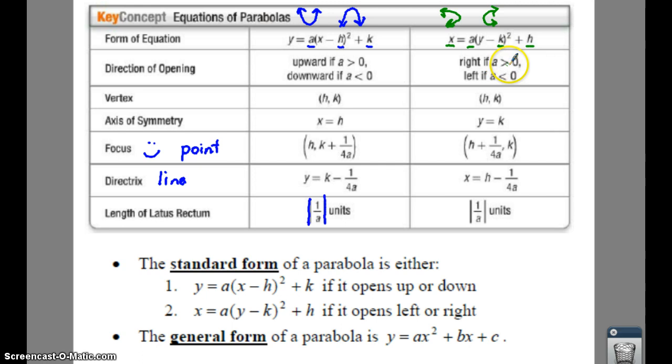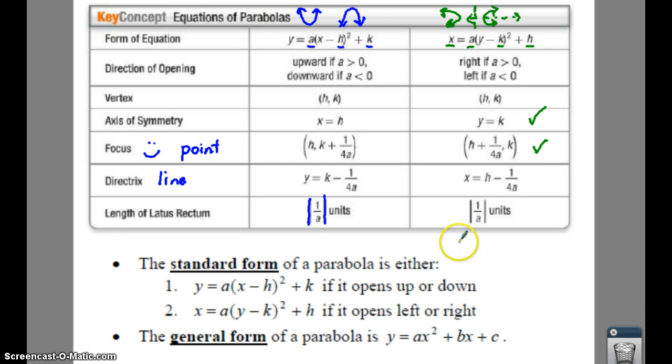Your graph will open right if your a is greater than 0, and left if your a is less than 0. Your vertex is still (h, k). Now your axis of symmetry is a little bit different though. In this case, your axis of symmetry is y equals k. Well, why is that a horizontal line? That's because your graph is now opening horizontally, so you need a horizontal line to go through there. Your focus does flip-flop. Here is your directrix. Don't forget this is a line. Now this is going to be a vertical line in this case, so your directrix is somewhere out here, and then your latus rectum is the same.